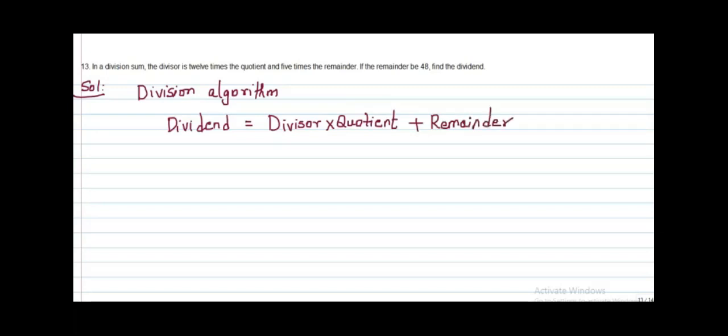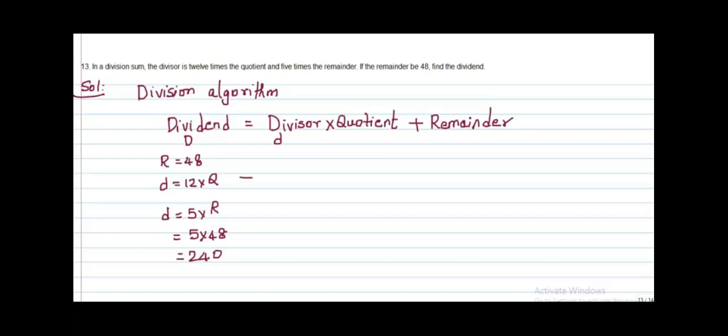Now here in this question, the given information is the remainder is 48 and the divisor is 12 times the quotient. So let us take the capital D as the dividend, small d as the divisor, so that we don't get confused. Divisor is 12 times the quotient and also 5 times the remainder, and remainder is given to be 48. So divisor is going to be 5 into 48, which is nothing but 240. So divisor is equal to 240.